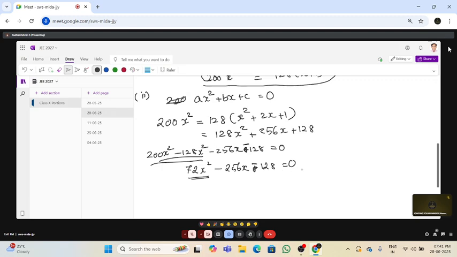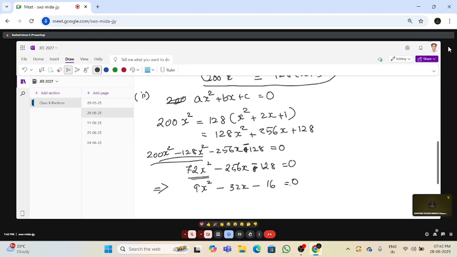So this is a standard form, but we can still simplify it because the right side is 0. If there is a common factor for the 3 numbers, we can divide by that. You can see that all of them are divisible by 8. So divide by 8: 9x square minus 32x minus 16.